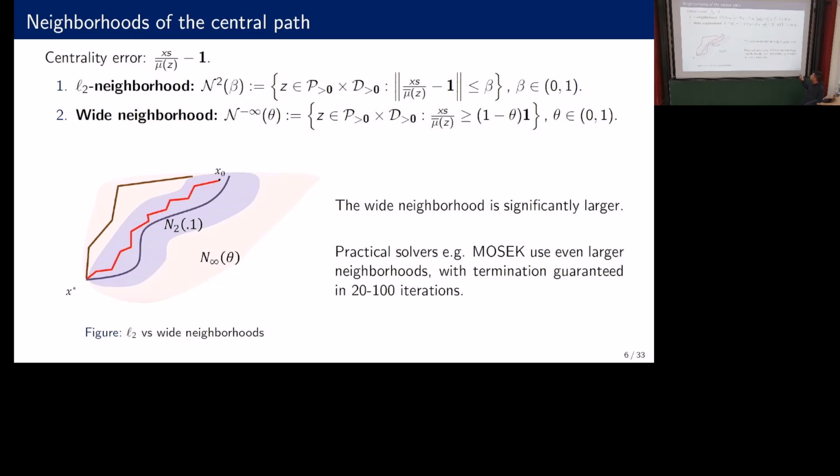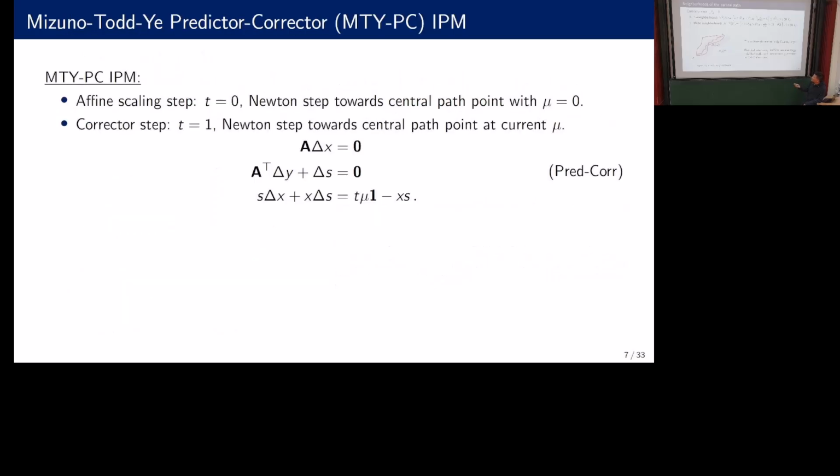So yeah, as the definition shows, the Y neighborhood is significantly larger, and practical solvers use even larger Y neighborhoods, and then they always have this termination guarantee in between 20 and 100 iterations for whatever linear program arises in practice. But perhaps the most well-known path following IPM is called the Mizuno-Todd-Ye predictor corrector algorithm.